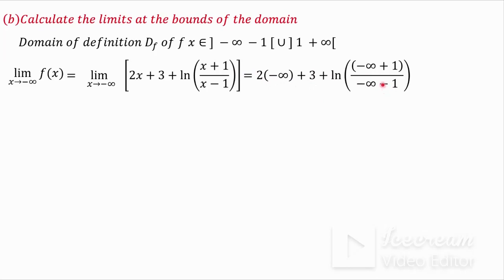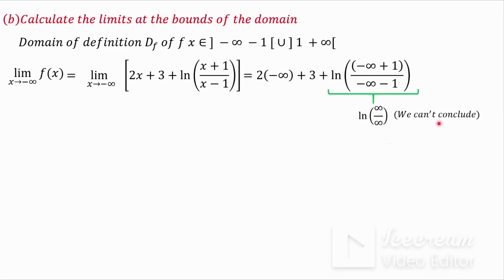And what about the ln? In the numerator, -infinity plus 1 gives -infinity. In the denominator, -infinity minus 1 gives -infinity. So we have -infinity divided by -infinity, that is ln of infinity over infinity, and from here we cannot conclude anything. Why? Because we don't know whether these two infinities are the same, or whether one of them is greater than the other. We don't know their nature, so we cannot conclude from here.